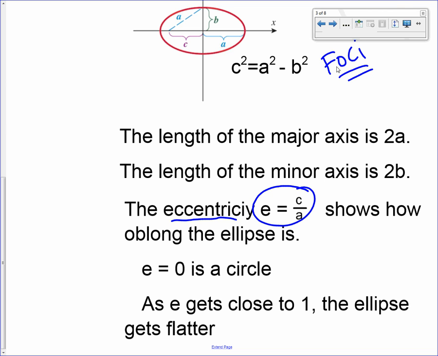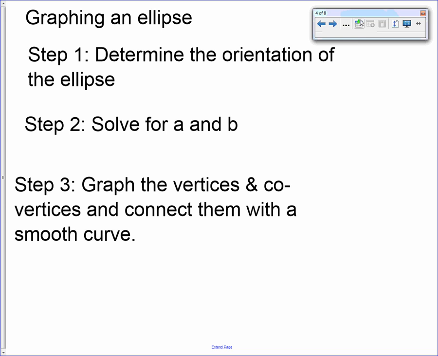So remember, our goal is to be able to graph an ellipse. To graph an ellipse, you first want to figure out what the orientation is. You're going to do that by looking at the denominators. Whichever term has a larger denominator, the x term or the y term, tells you the orientation. If the x term has a bigger denominator, horizontal. If the y term has a bigger denominator, then it's vertical.